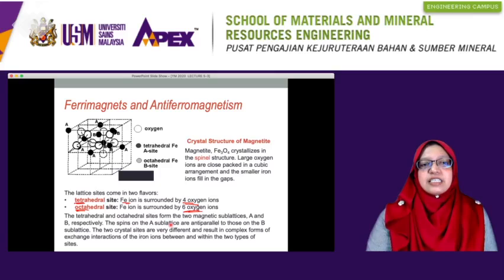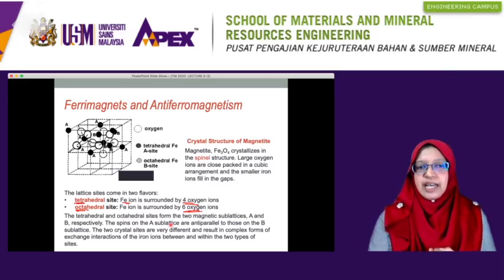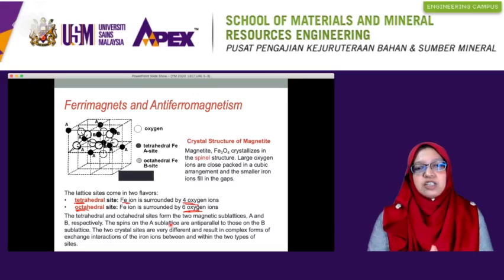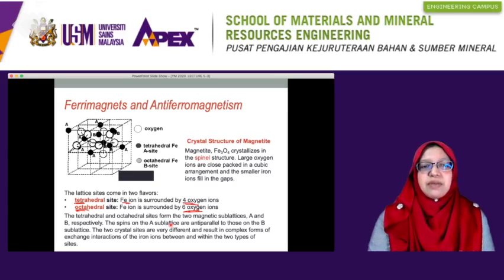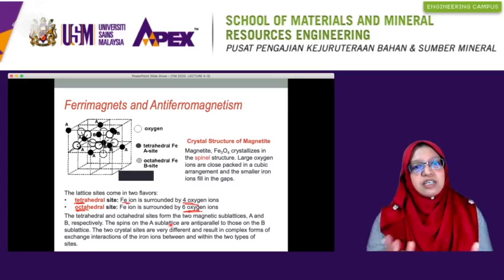The lattice sites come in two flavors. We have tetrahedral site and octahedral site. For tetrahedral, the iron is surrounded by 4 oxygen ions, and for octahedral site, the iron is surrounded by 6 oxygen ions. Don't worry about this. You just need to have the idea that the lattice sites can be either tetrahedral or octahedral.